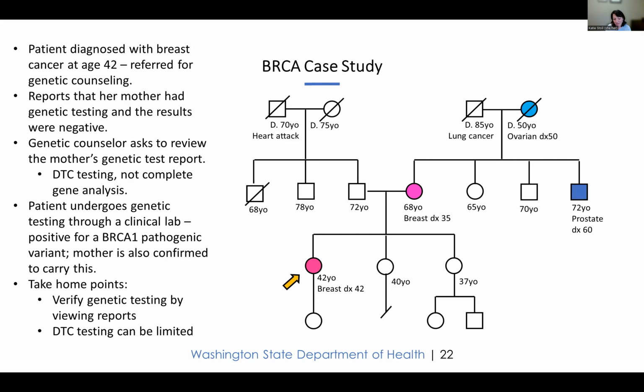It's always important to verify what testing has been done in the family. Maybe don't just take it at report that testing's been done and assume that it's been complete. Recognize the limitations of direct-to-consumer testing. And I think also, recognizing families that have this risk and referring them on so that they can have a more comprehensive genetic counseling session and risk assessment and access to clinical testing if they're seeking answers about this type of risk.